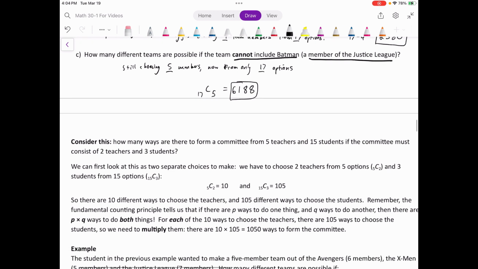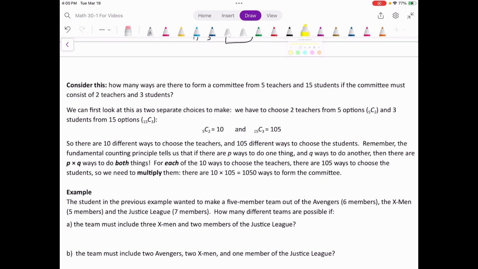Okay, let's think about something here. As is often the case with this stuff, it's nice to think about it with an example to ease ourselves into the logic. So it says, how many ways are there to form a committee from 5 teachers and 15 students if the committee must consist of 2 teachers and 3 students? So we're making 2 separate decisions here. Yes, we have 20 people overall, but we're not allowed to just pick 5 of them at random. We have to include a certain number of teachers and a certain number of students.